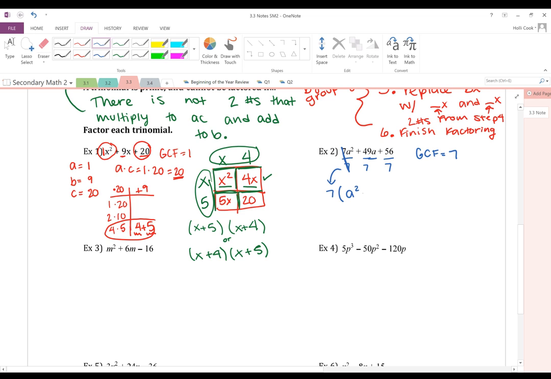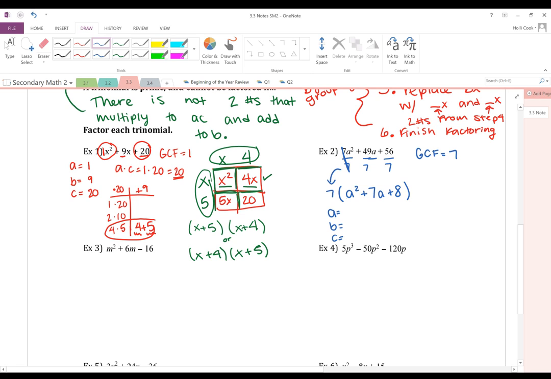49a divided by 7, 49 divided by 7 is just 7, and then that a doesn't have an a to make it go away, so it's staying there. And then 56 divided by 7 is 8. All right, so now we've pulled our GCF out, so let's find ABC.